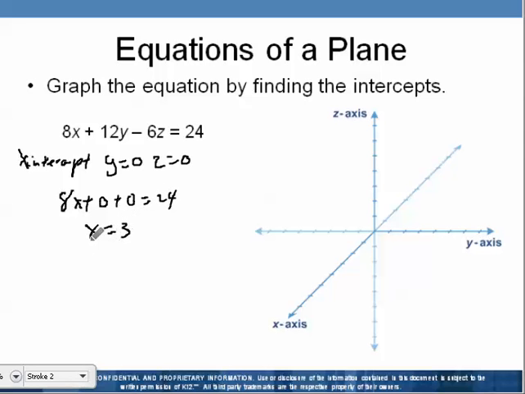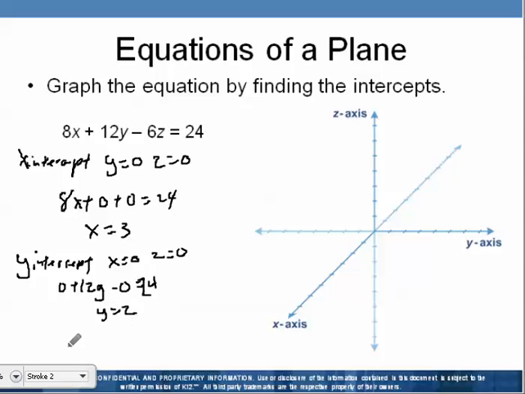If I do the same thing for the y-intercept, okay, that's when x is equal to 0 and z equals 0. So what am I going to get there? I'm going to get 0 plus 12y minus 0 equals 24. Well, that's when y is equal to 2.